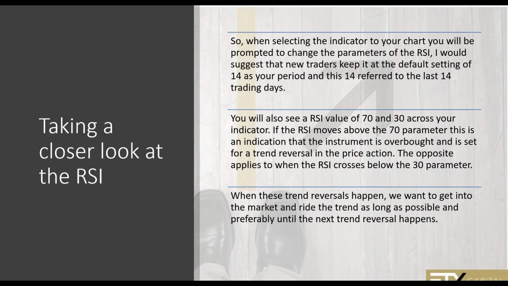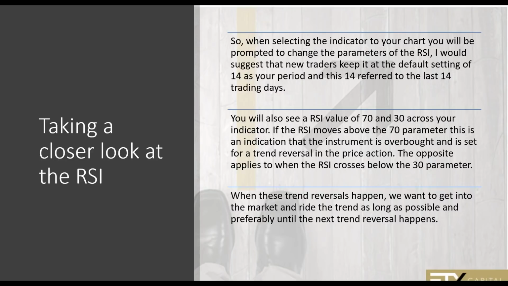When selecting the indicator for your charts, you'll be prompted to change the parameter for the RSI. I would suggest that new traders keep it at the default setting of 14 as your period. And this is the 14 referred to in the last 14 trading days. You will also see RSI at 70 and 30 across your indicator. Again, for new traders, this is where you should stay.